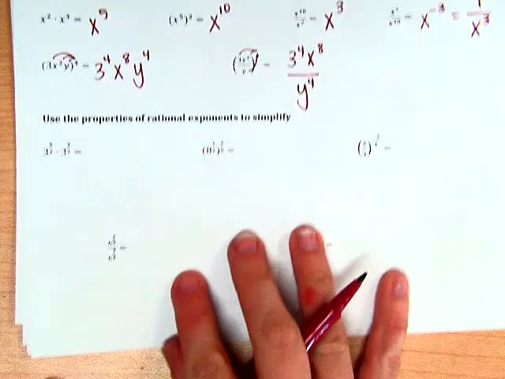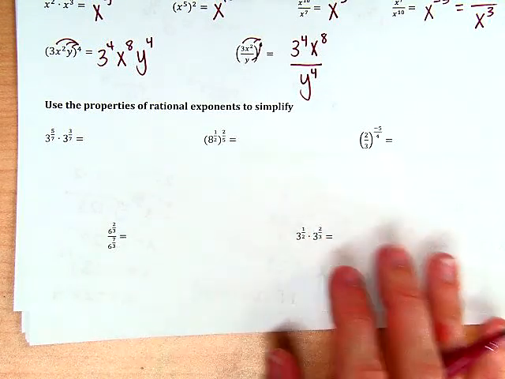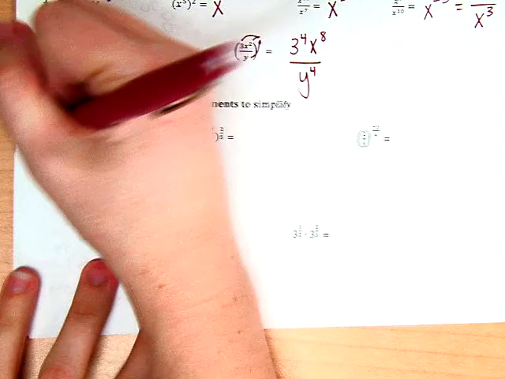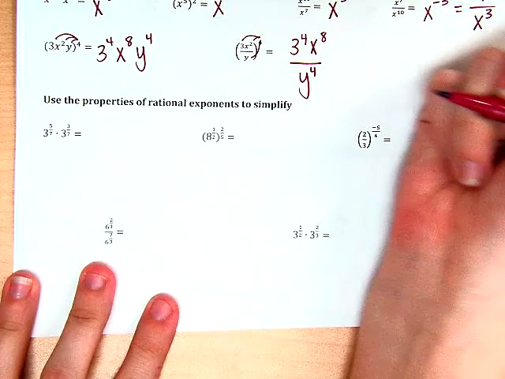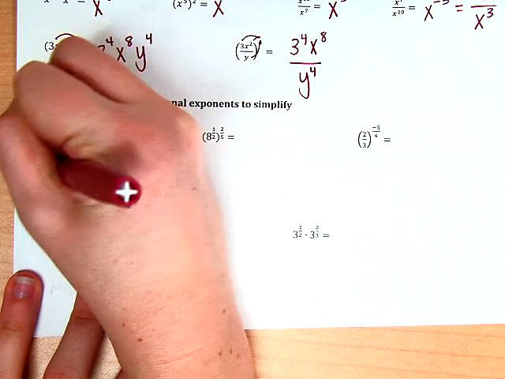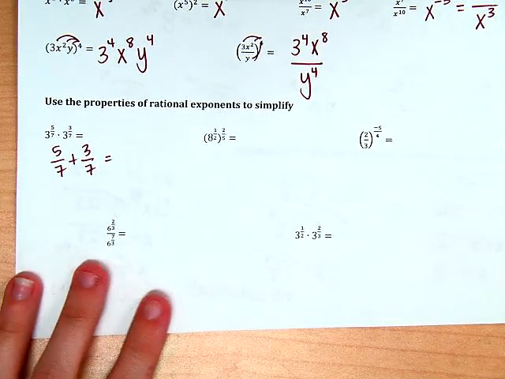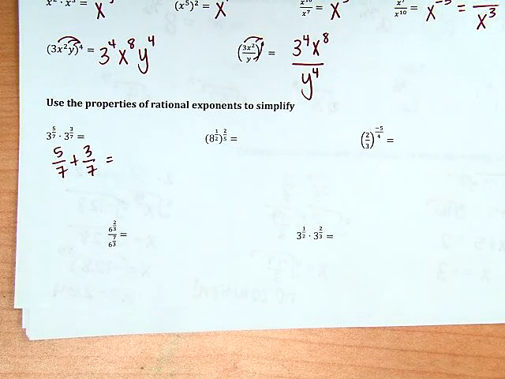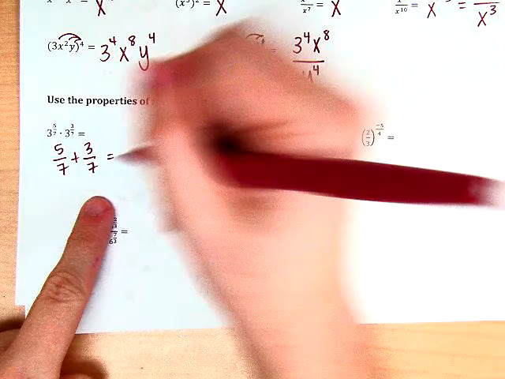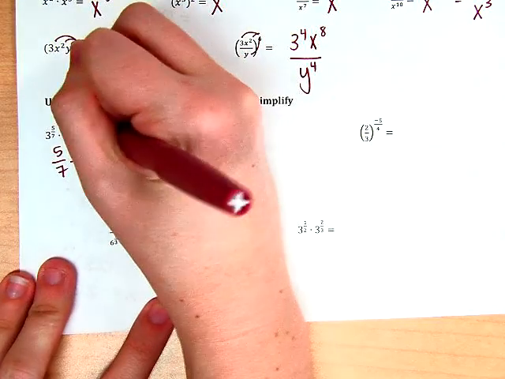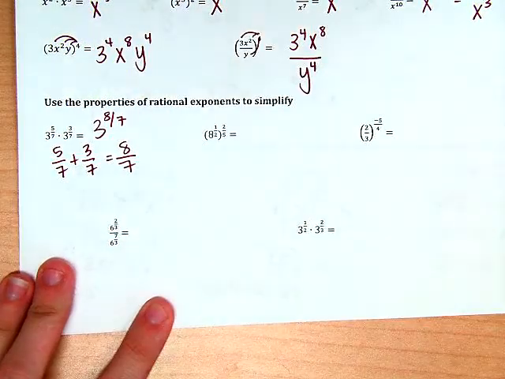Now we're going to do the same thing, except with fractions. So when I multiply these fractions, I add their exponents. So I'm taking 5/7 plus 3/7. And flash back to 6th grade. When you are adding fractions, you keep the bottom the same and add the top and get 8/7. So my answer is 3 to the 8/7.